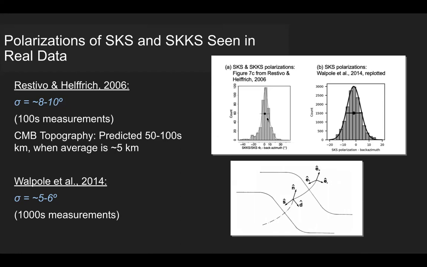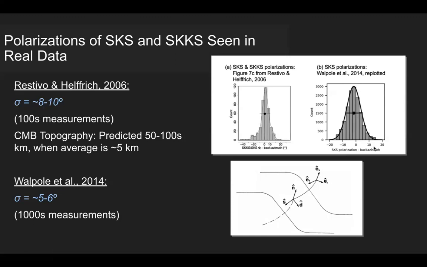So much larger than what we are seeing, just considering the 3D mantle model and the Earth's rotation. But Walpole in 2014 went back and measured thousands of SKS, I think around 10,000 measurements of polarizations. And this is what they get.